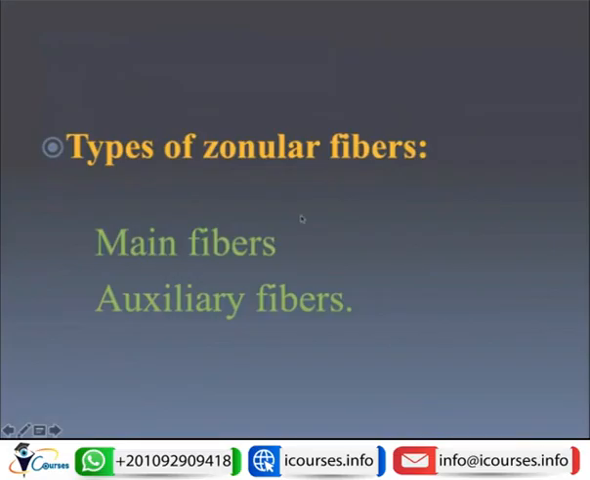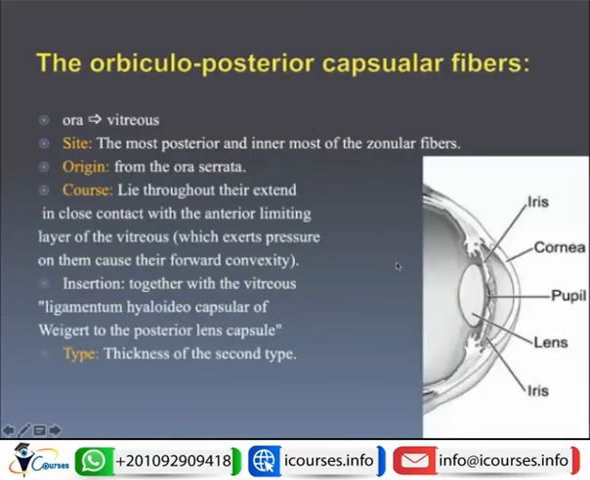So we need to know some data about the types of zonular fibers. We have the main zonular fibers and the auxiliary fibers. For the main zonular fibers, we have first the orbiculoposterior capsular fibers. What are the orbiculoposterior capsular fibers? These are the fibers that form the most inner part of the zonular fibers, attaching the ora serrata to the vitreous. So here are the orbiculoposterior capsular fibers.